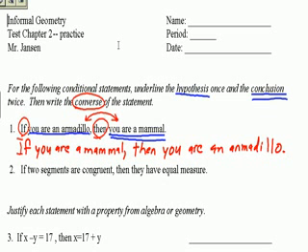Okay, and the second statement says, if two segments are congruent, then they have equal measures. So our hypothesis, two segments are congruent. Our conclusion, they have equal measure.